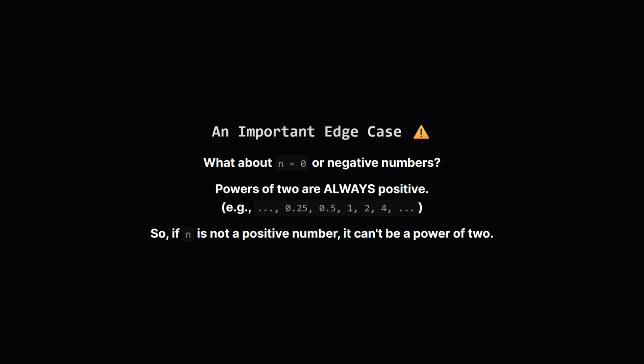Okay. Here's the first thing we should always think about in problems like this. What about edge cases? What if the input number, n, is 0, or a negative number? Well, if you look at the sequence of powers of 2, they are always positive. So if we get 0 or a negative number, we can immediately say false. That's an important check to make right at the start.